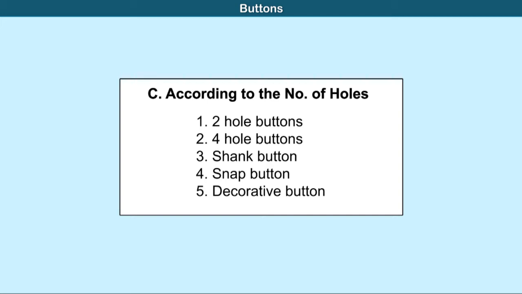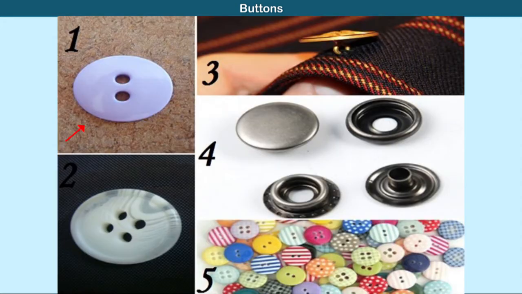According to the holes, buttons come in 2 hole buttons and 4 hole buttons. There are also a few special buttons. Those buttons are basically shank button, snap button, and decorative buttons.